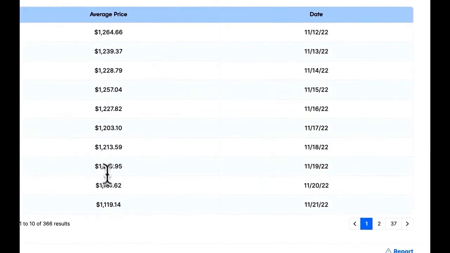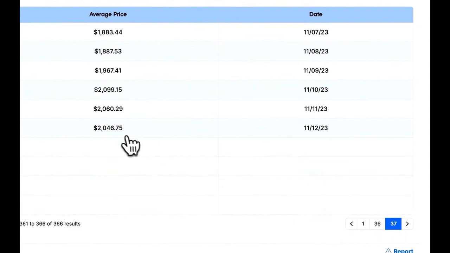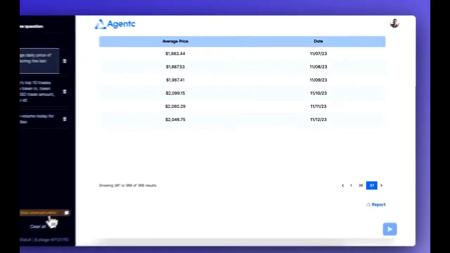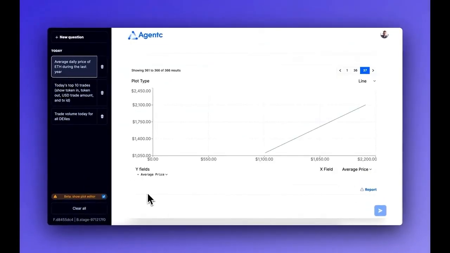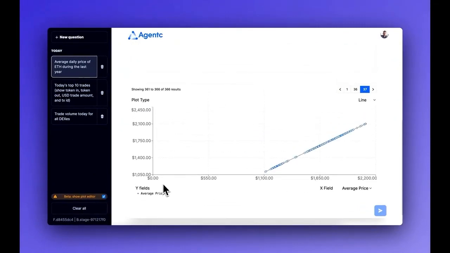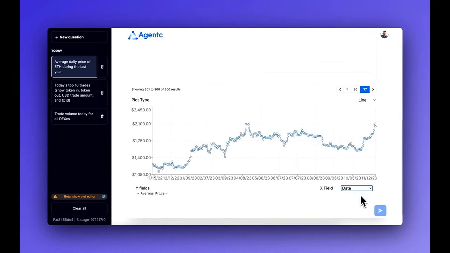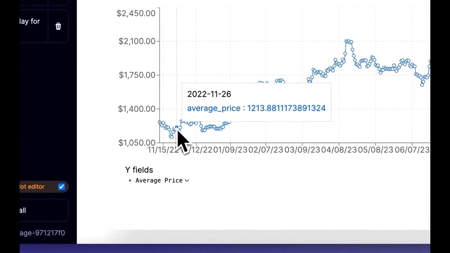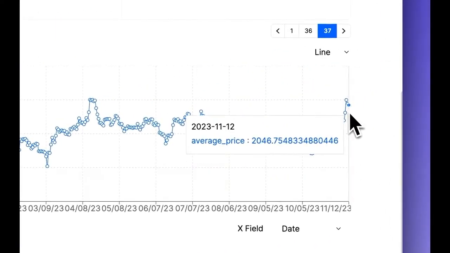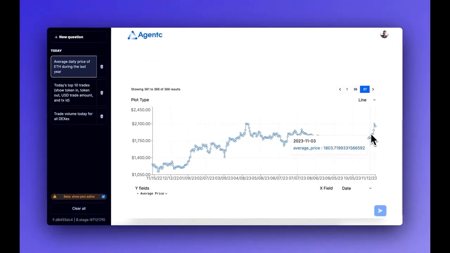Here, in a moment, I'll show you some beta plotting capabilities, so you can also visualize the data. Right now, it's semi-manual. In this case, I need to change the x-axis to show the date. And now you can hover over and see the price. These are the types of applications that you're going to be able to build on The Graph with the SQL data service.